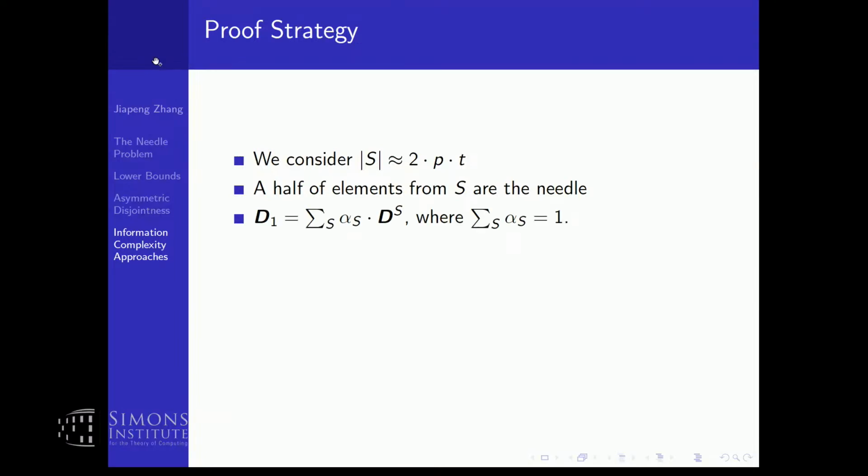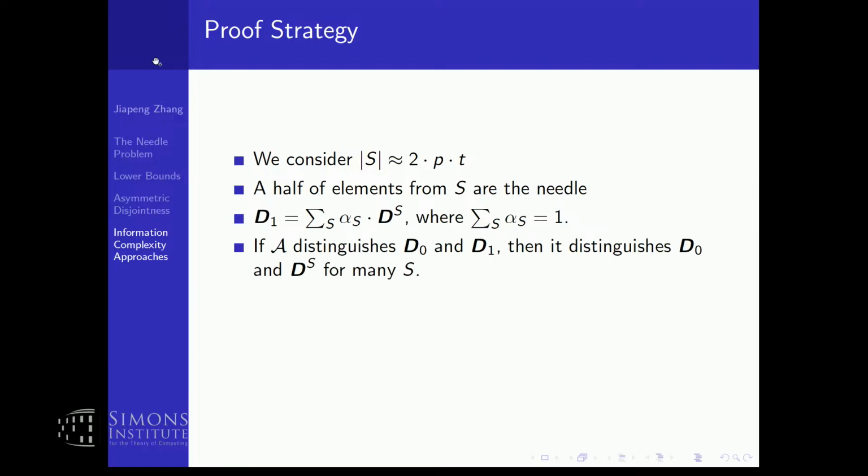We can decompose the distribution D1 into a summation of these DS's. We have two steps of sampling: first sample S, the candidate of needle, then sample the real needle. Now, using an averaging argument, we can show that whenever A is able to distinguish D0 and D1, it can distinguish D0 and DS for many S. This follows from the decomposition of D1 and the averaging argument.